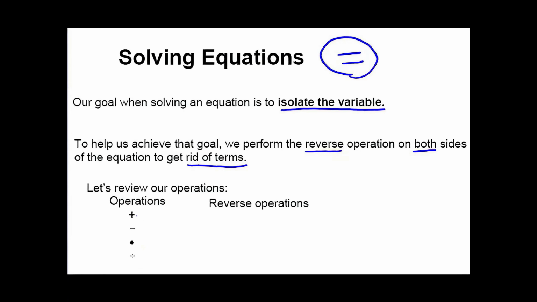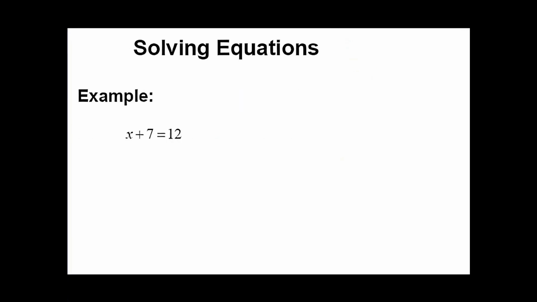So if we have an addition, we can do a subtraction to reverse. If we have a subtraction, we can do an addition to reverse. If we have a multiplication, we should do a division to reverse. And if we have a division, we can do a multiplication to reverse that operation. Let's look at some examples.